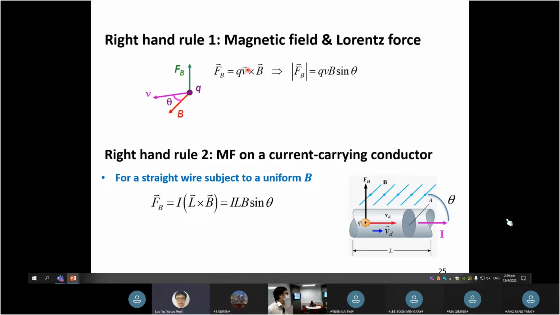So yeah, any question? If no question, let's look at the magnetic. Maybe I will talk about two right-hand rules, and then we will take a 10-minute break, and then continue for the second part.